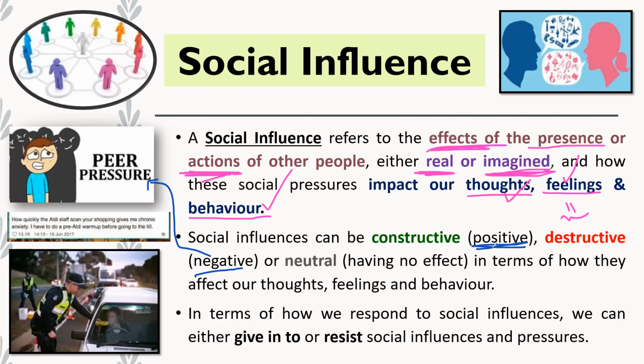Positive social influences, if, for example, you're with a group of people who want to do something good. You see a homeless man or homeless woman in the city, and you say, okay, guys, let's pull some money together and give it to him, or let's buy him a meal. That's a positive social influence because it's causing you to do something good. Neutral social influences are when the social influence doesn't have much of an effect. Usually we see neutral social influences with people that we don't know very well.